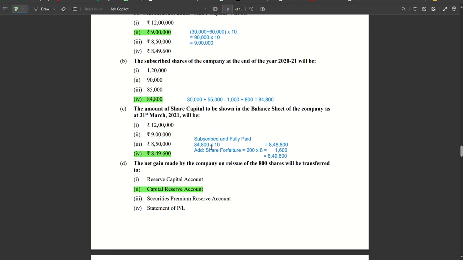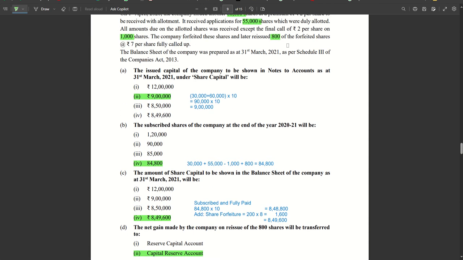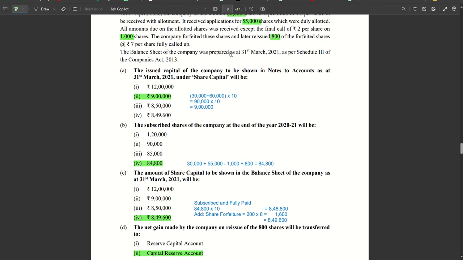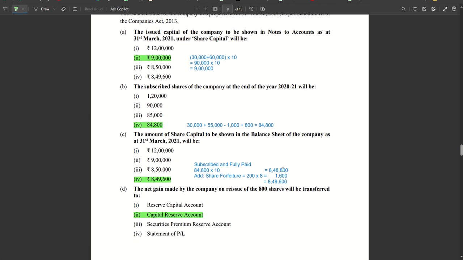The next one, the amount of share capital to be shown in the balance sheet of the company as at 31st March 2021. So we will be showing 84,800 into 10, which is 8,48,000, plus we have to show the balance of 200 shares, which are forfeited shares still with the company. And on this, 8 rupees were received because the final call of 2 rupees was not paid. So 8 was received, 1,600 to be added. So 8,49,600 becomes the value of share capital to be shown in the balance sheet.